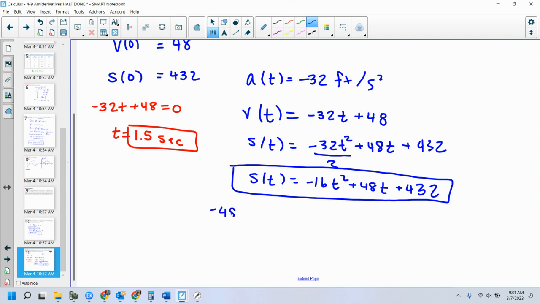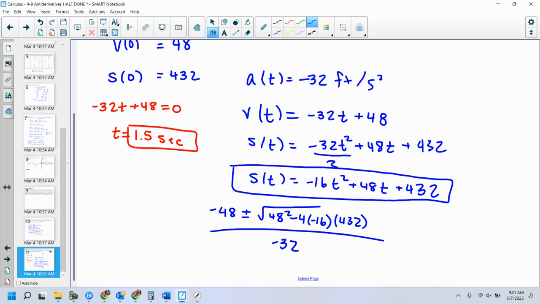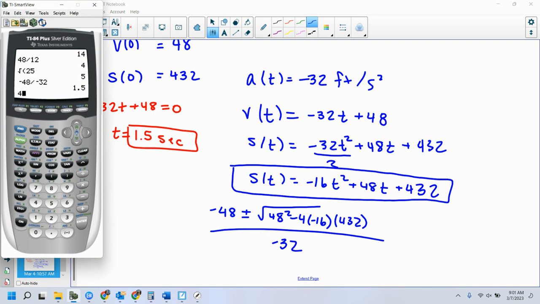The opposite of b plus or minus the square root of b squared minus 4ac, all divided by 2a, negative 32. All right, so when does the ball hit the ground? Let's see what the discriminant is. 48 squared minus 4 times negative 16 times 432. Oh, that looks weird, but that's okay. It'll work. I square root that, and I get 173.07.